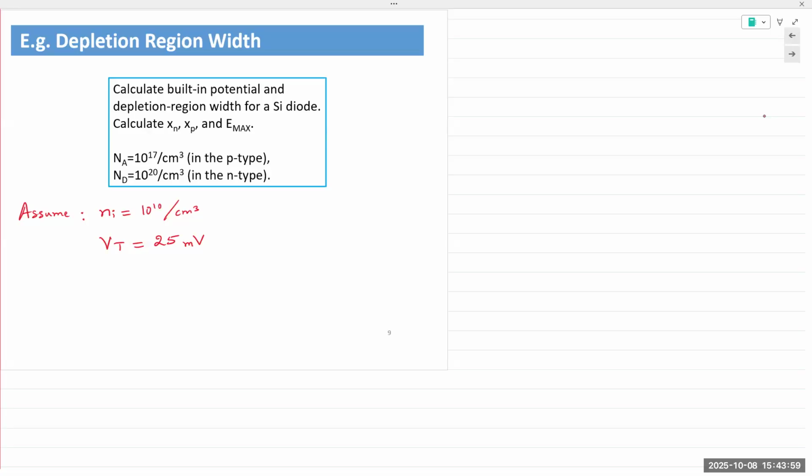Okay, so take out your calculators. Now that you have Na, Nd, Ni, and Vt, tell me what you obtain as the answer for phi j. You have the equation on the previous page, and you have the values here. So what is phi j?